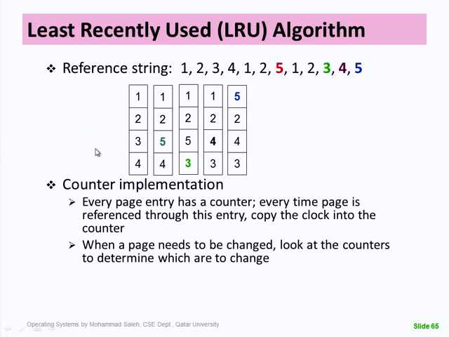Other algorithms, the most famous one of them is called the least recently used algorithm. So we're going to replace the page that is the least recently used. Recent, so we're talking about what? The past. Okay? So at this point, we look back and find which one is the eldest in terms of reference, the farthest in terms of reference, and that will be the page to be replaced.